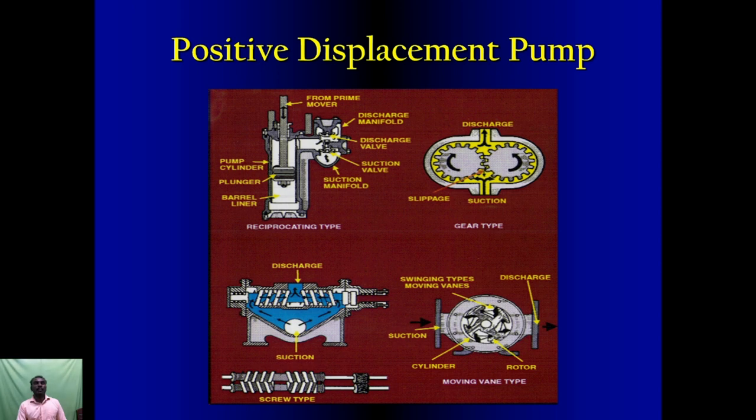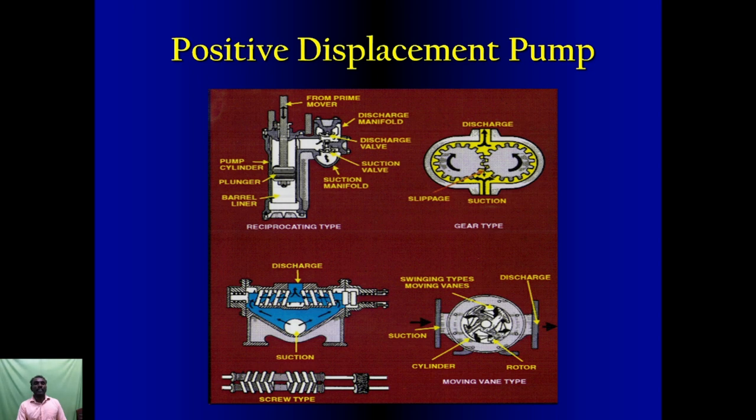First one is the reciprocating pump, then gear type, screw type, then moving vane type. In the reciprocating type, we have a plunger and cylinder barrel, a suction manifold, suction valve, discharge manifold, prime mover, etc. In the gear type, we have two gears. One side we have a suction and another side we have a discharge side.